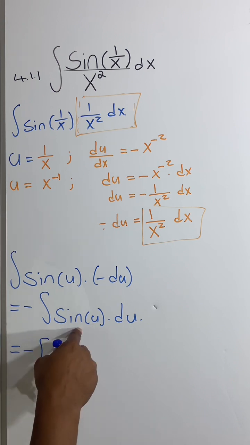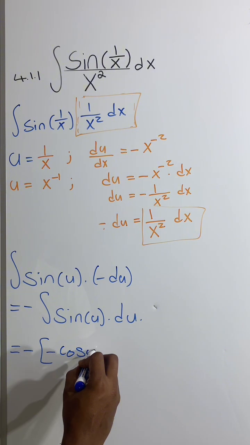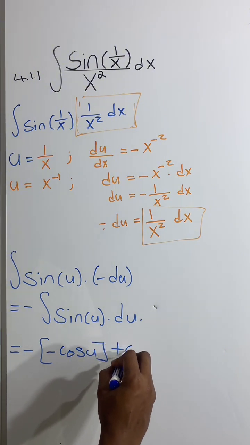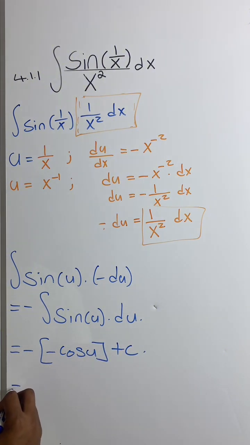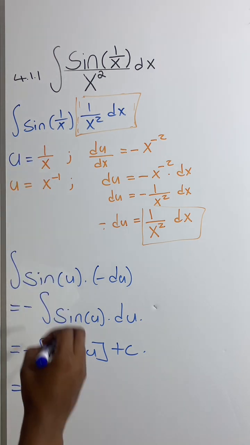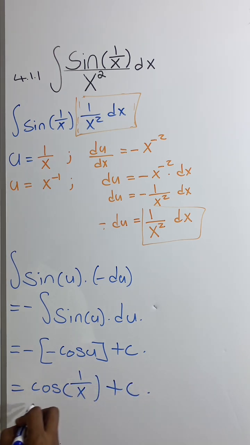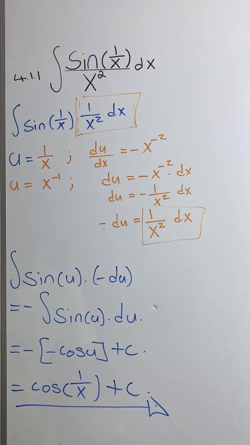Integrating sin u, we get negative cos u plus c. Negative multiplied by negative will be positive cos of u, but our u is equal to 1 over x plus c, and we have this as our final answer.